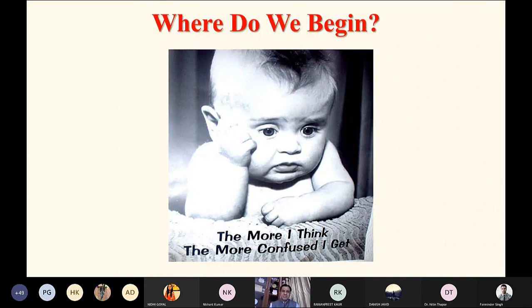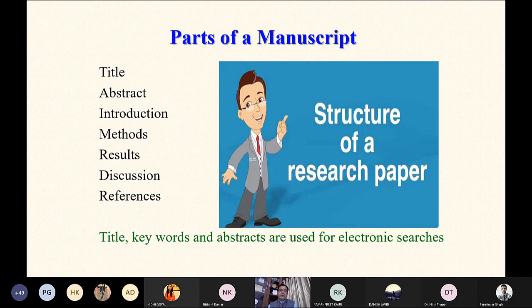But I would suggest, instead of having such a large number of questions from the very beginning, the questions due to which we get confused, that we systematically start developing the manuscript. What sequence we have to follow depends upon the different parts of the manuscript. That will include the title, abstract, introduction, method, results, discussions, and the references.